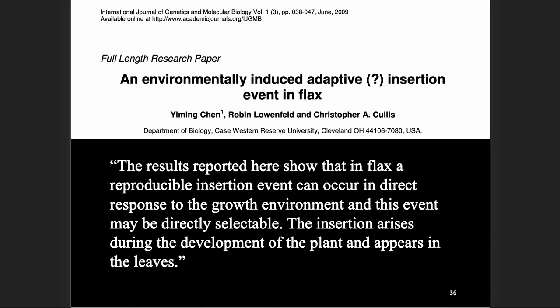Continuing, the results reported here show that in flax, a reproducible insertion, that's a mutation event, a reproducible insertion event can occur in direct response to the growth environment, and this event may be directly selectable. So when they say growth environment, they're talking about various environmental stresses like fertilizer levels, things like that. And when they say selectable, they mean that it goes through the germline to the next generation, and if it's helpful, then it will continue to propagate through the population. The insertion arises during the development of the plant and appears in the leaves.